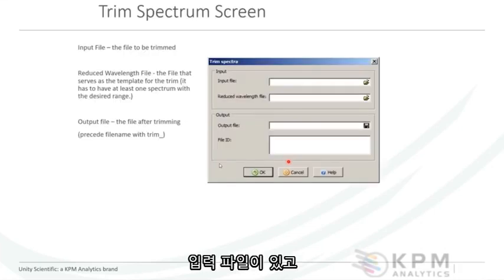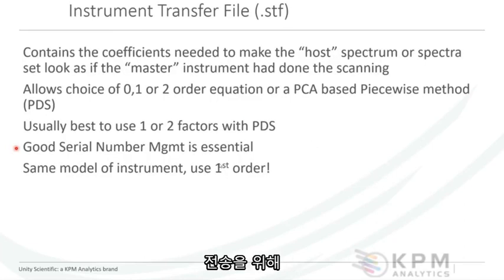So trimming is, again, just making the files have the same parameters. There is an input screen. You've got your input file. You've got a template that you use in your output file. Okay, very simple. You put them in, and you can get that out.